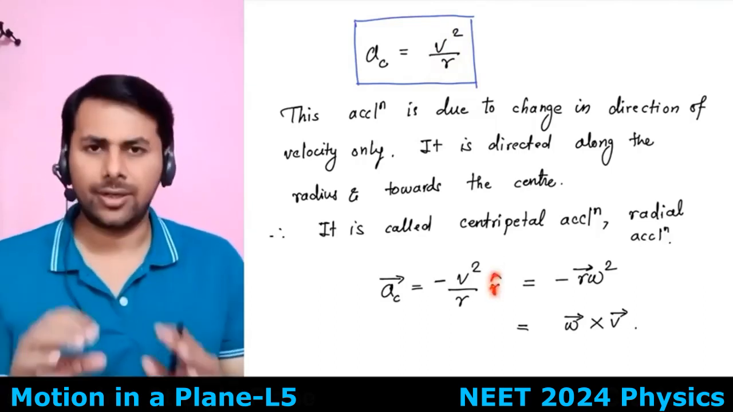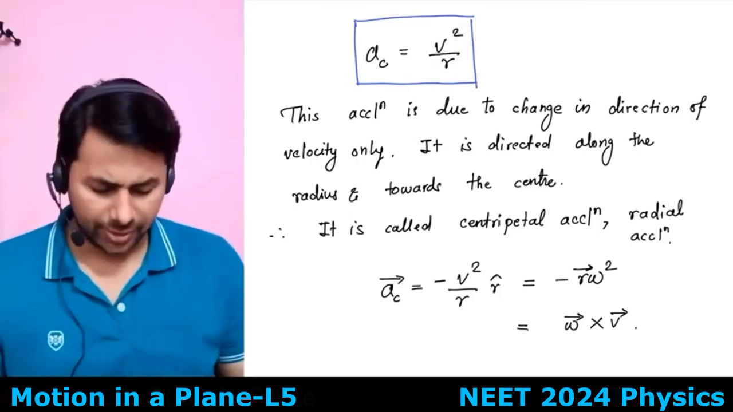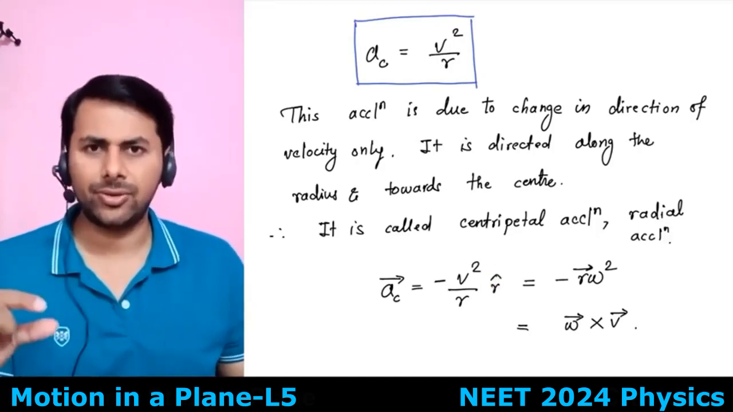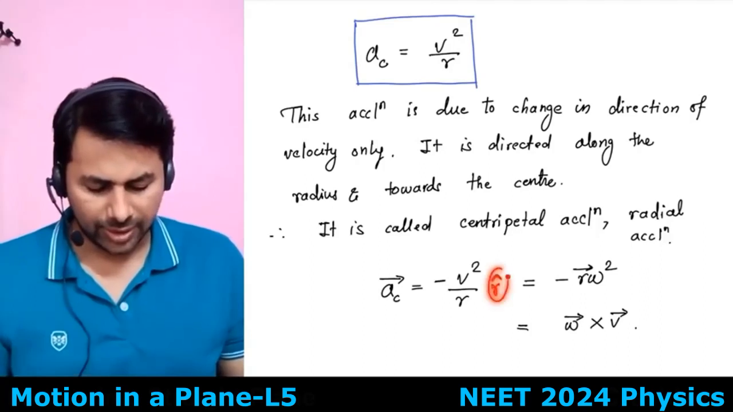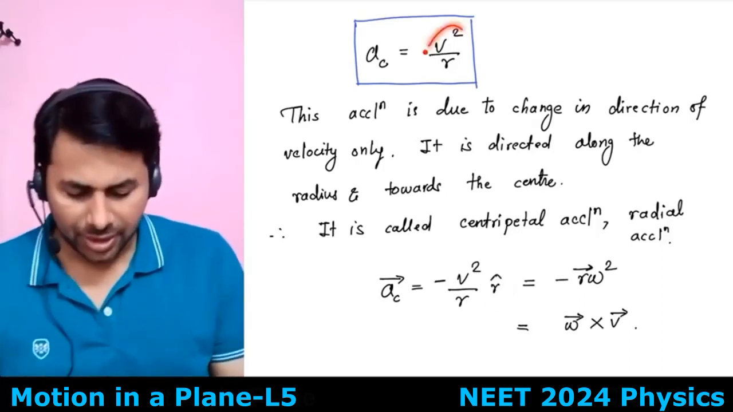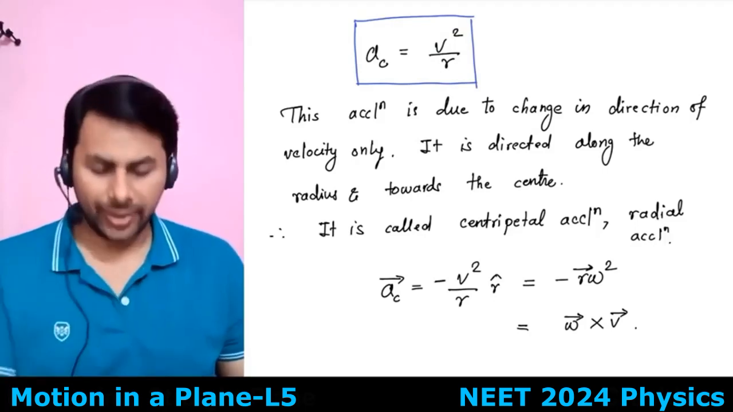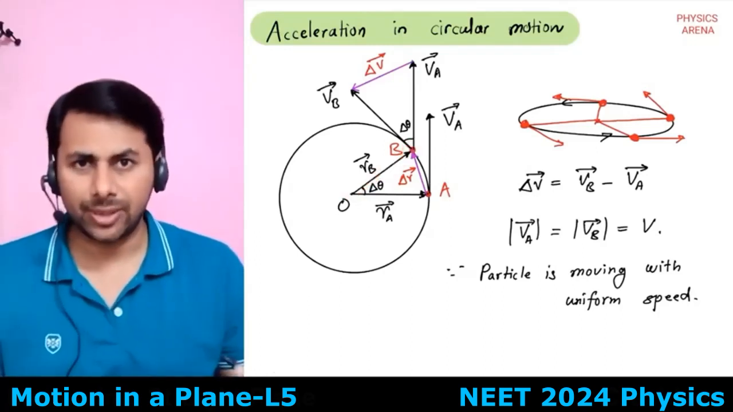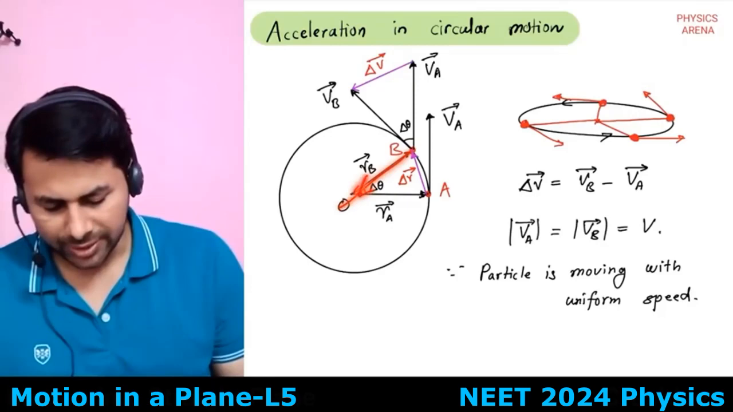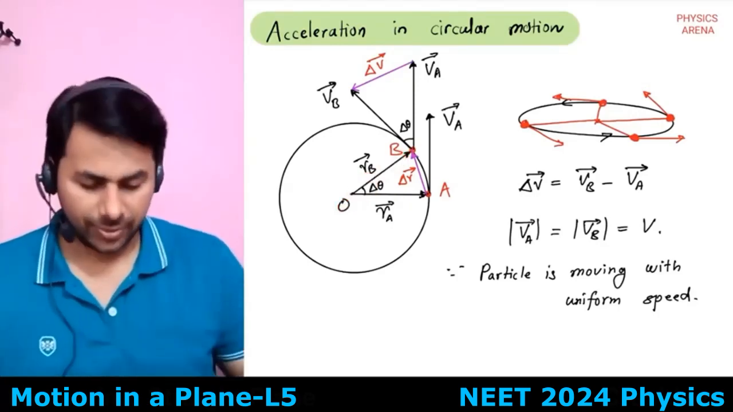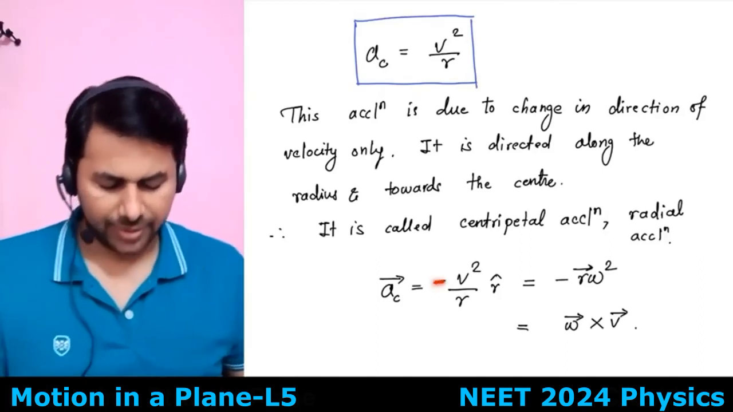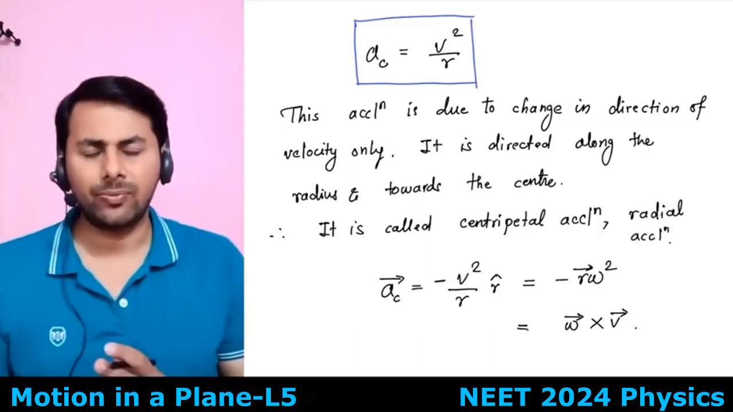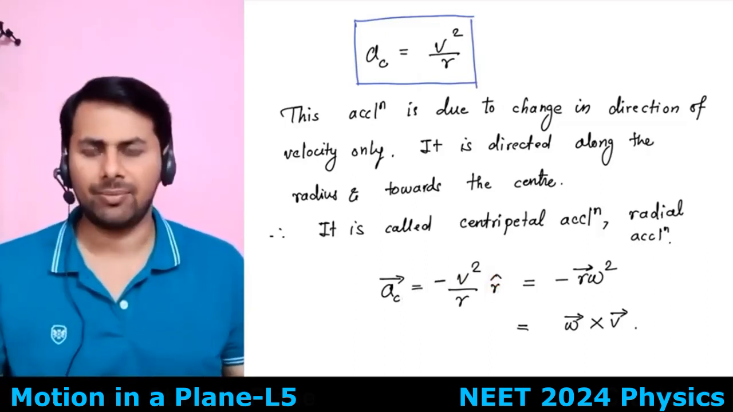So, I will take a radius vector, directed along the radius, and put a cap on top of that vector. This is used to show direction only, so this is the unit vector in the direction of radius. But is the direction in the direction of radius? No. At this point, radius would be directed like this. What will be the direction of centripetal acceleration? It's opposite to that. It's towards the center. It's along minus of r bar. That's why we put this negative sign. So centripetal acceleration is minus of v square upon r multiplied by r cap.